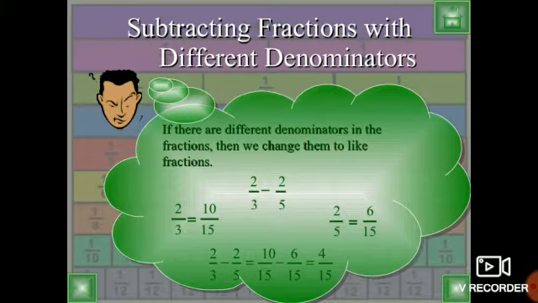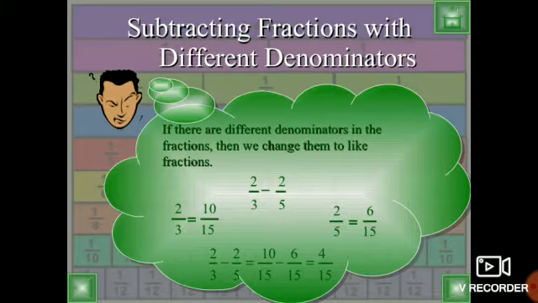We'll be making them like by finding out the LCM. When we'll be finding out the LCM of 3 and 5, what will be the LCM of 3 and 5? The LCM of 3 and 5 will be 15. Now we'll be making both the denominators equals to 15. So the first fraction is 2 by 3. So how can I make 3 equals to 15? By multiplying it by 5. If I multiply 3 by 5, I have to multiply 2 also by 5. So it will be equals to 10 by 15.